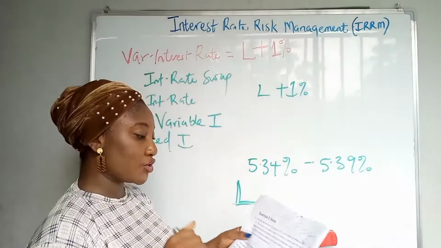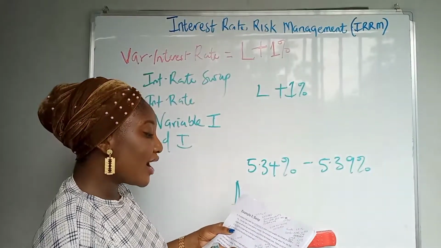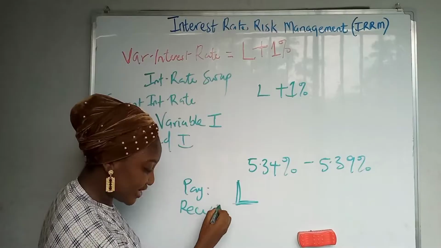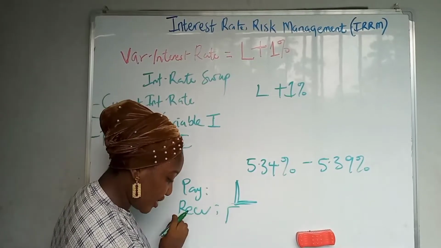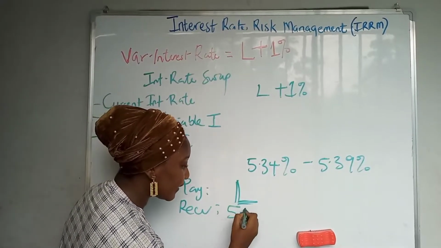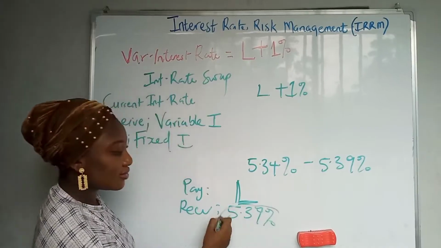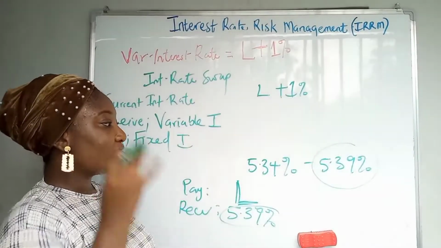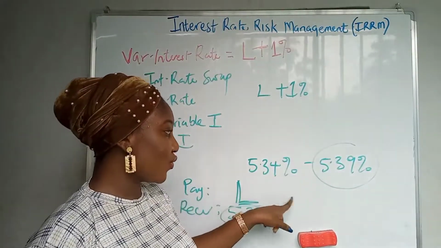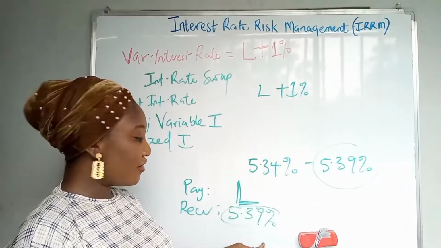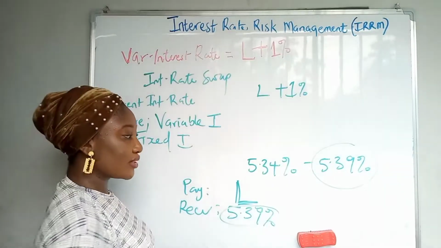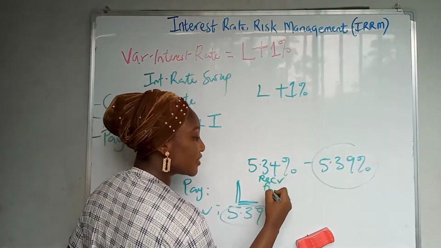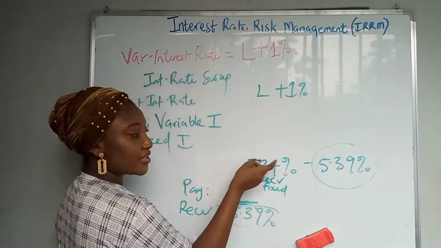Read your question. I'll put it on the screen. The bank will pay LIBOR, and the bank will receive what? Fixed interest rate of 5.39%. That is, the bank is receiving this. I don't even know why they gave us this when they can just tell us that the bank receives 5.39. But let me tell you something. These two, they are fixed rates. Whenever a customer is receiving fixed, you pick this rate on the left.